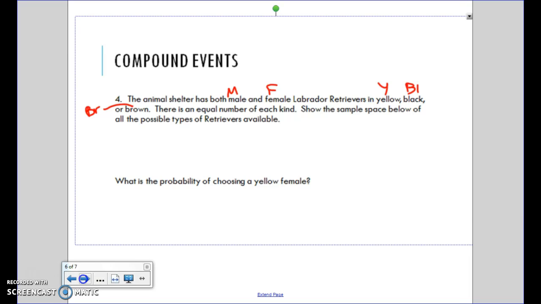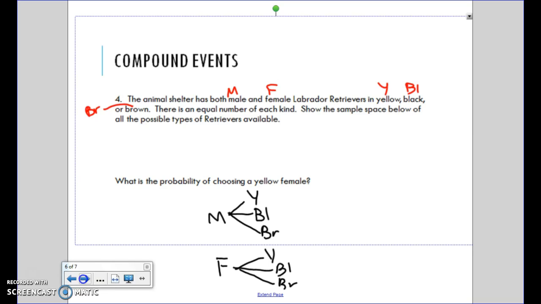So let's start with our tree diagram. The dog could be either male or the dog could be female. If it's a male dog, it might be yellow, it might be black, or it might be brown. If it's a female dog, it could be yellow, black, or brown.